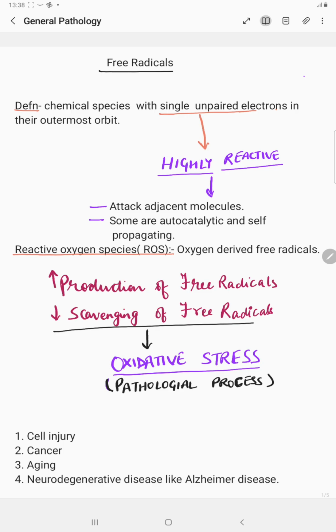Now, either increased production of free radicals or decreased scavenging of free radicals generates oxidative stress in our body. Oxidative stress is a pathological process. Now this oxidative stress forms the basis of cell injury, cancer, aging and neurodegenerative diseases like Alzheimer's disease.